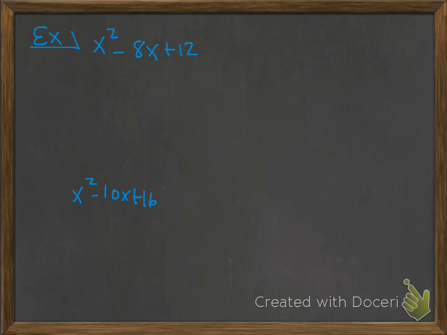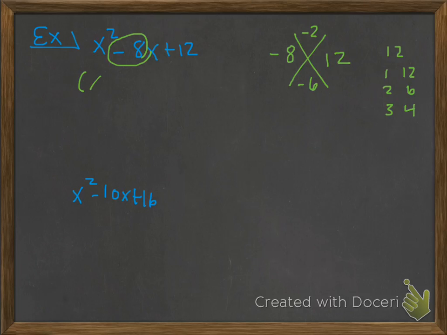A couple more here. Two numbers that multiply together to get 12 and add together to get negative 8. Notice that this negative stays with the number. Factors of 12 are going to be 1 and 12, 2 and 6, or 3 and 4. Now if I had a negative 2 and a negative 6, I add those together and I get a negative 8, and a negative times a negative makes a positive. So I end up with x minus 2, x minus 6.